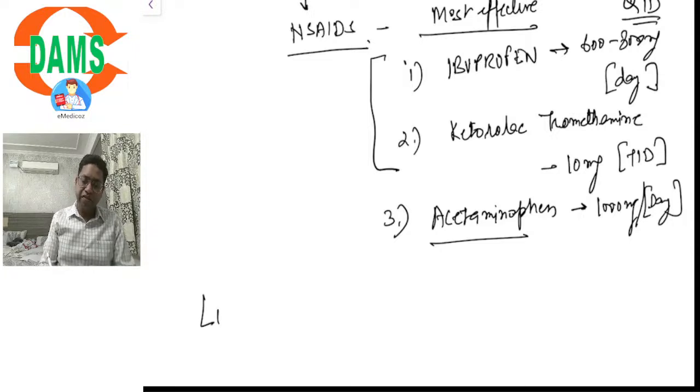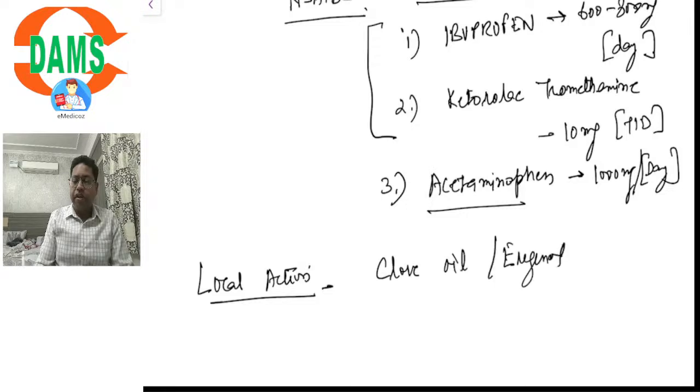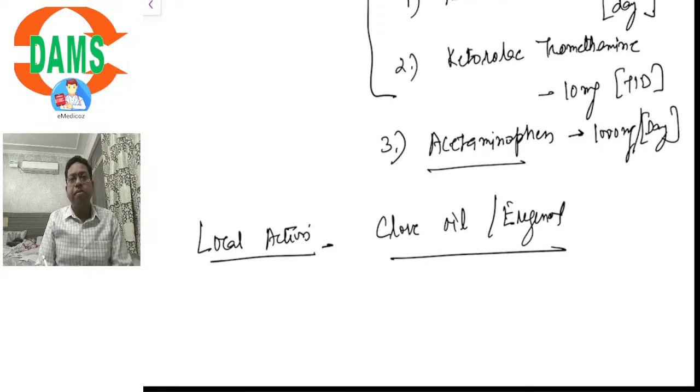Some local action. It is an age-old therapy with local action. What drugs can be used? That is clove oil or eugenol. The age-old remedy for dental pain has been clove oil or eugenol, but it provides only local relief. It cannot be ingested. It is applied onto the tooth.